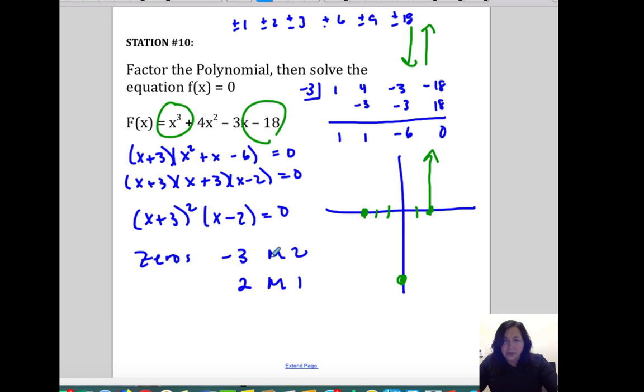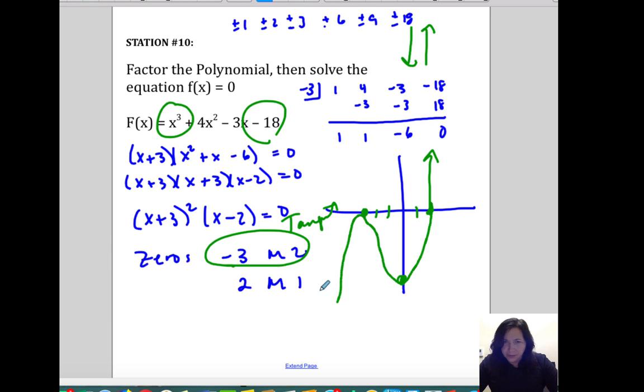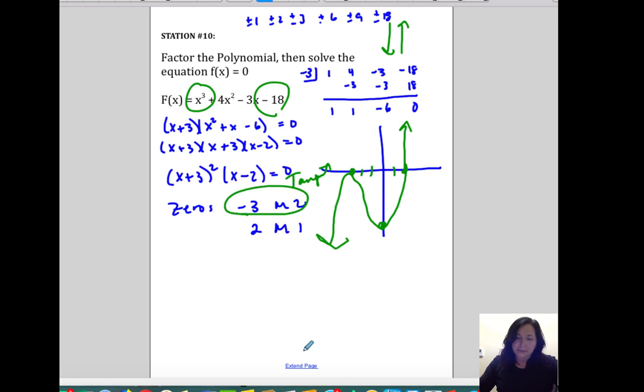I do have something bouncing, or tangent, because at -3, it's tangent. That's because the multiplicity is even here. So that means it's going to go down, come back up, and at -3, bounce right off of that. Okay, so that's what that looks like.